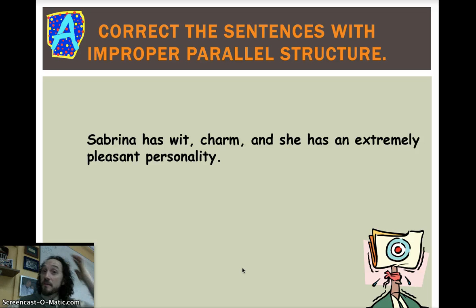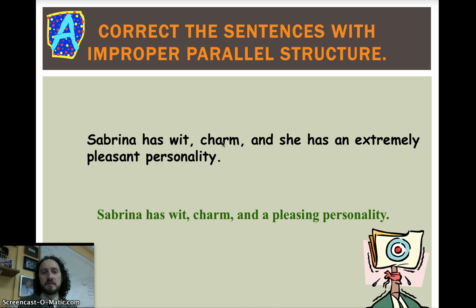Correct sentences with improper parallel structure. Sabrina has wit, charm, and has an extremely pleasant personality. That sounds okay, but far better would be: Sabrina has wit, charm, and a pleasing personality. She has this, and she has this, as opposed to putting in an adjective and also then putting in an adverb too, because we don't have those there. This is far closer to what we want.